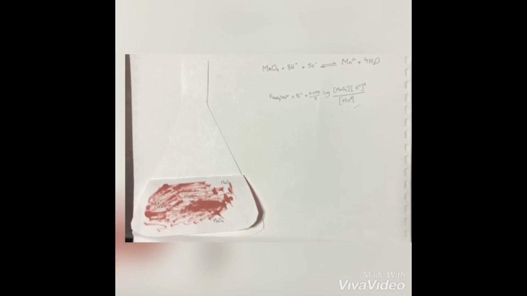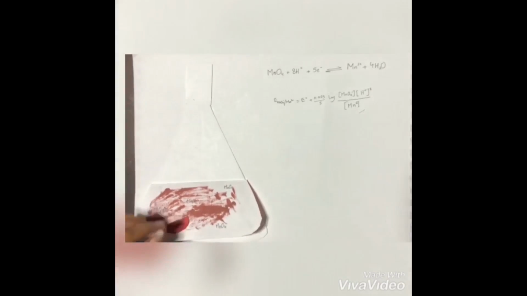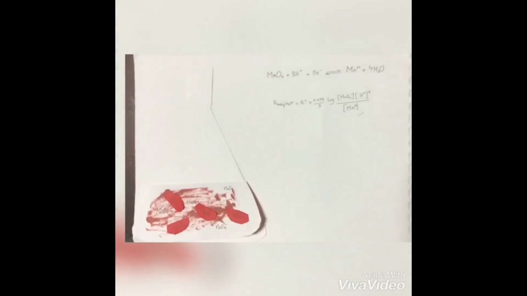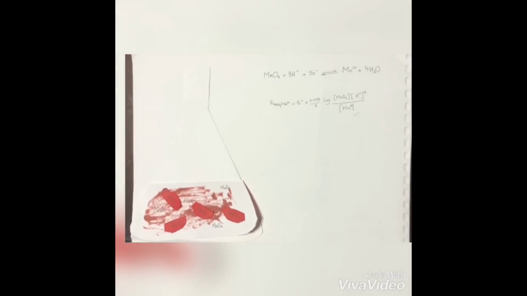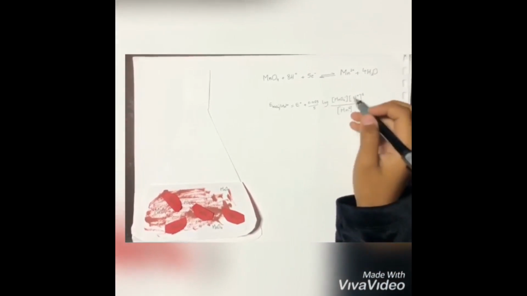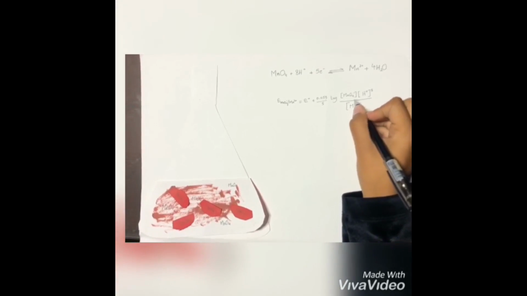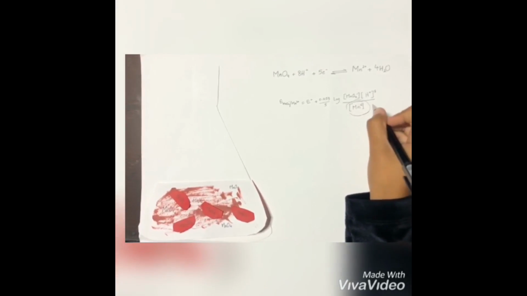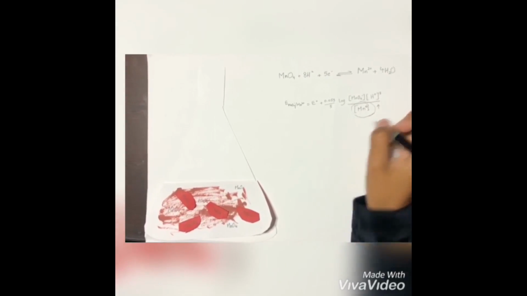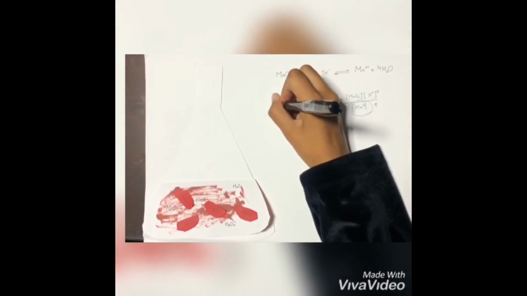A flask containing a permanganate solution, we are going to add manganese sulfate, which leads to increasing the manganese ions concentration, thus the electron potential decreases. And by looking at this equation, since the E potential is inversely proportional to the manganese concentration, by increasing the manganese ions concentration, the electron potential decreases.